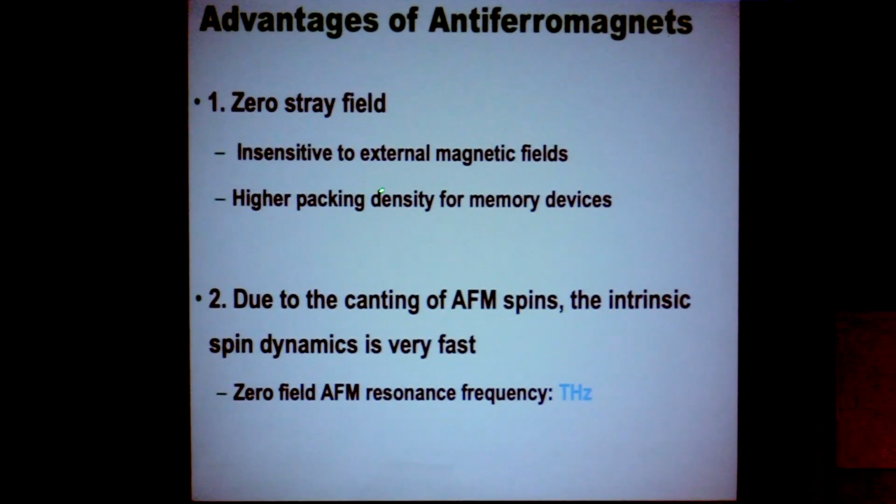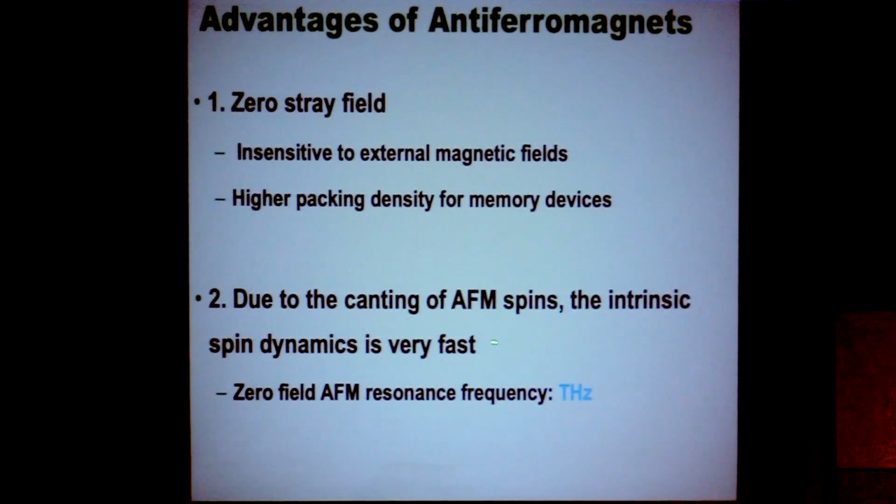But if we are using these antiferromagnetic materials, we could make these data bits close to each other, so that in that way we could further enhance the packing density. The other thing is that due to the freedom of the AFM spins, antiferromagnetic spins, the intrinsic spin dynamics is very fast, because that involves the so-called spin flop, this antiferromagnetic exchange field.